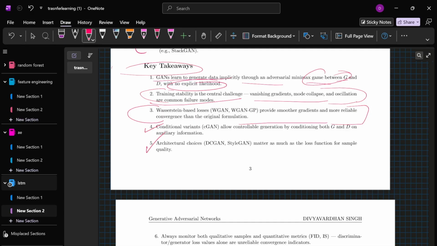The architecture of the GAN matters just as much as the loss function. That's why DCGAN and StyleGAN were such big deals. DCGAN and StyleGANs are being used in our day-to-day image generation tasks. And finally, don't just eyeball generated samples. Use quantitative metrics like the FID and the Inception Score.